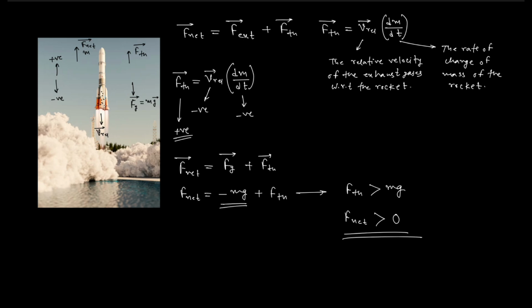So that's all. A rocket doesn't rise because it's fast or light. It rises because it throws mass downward fast enough to beat gravity. That's the physics of rockets.